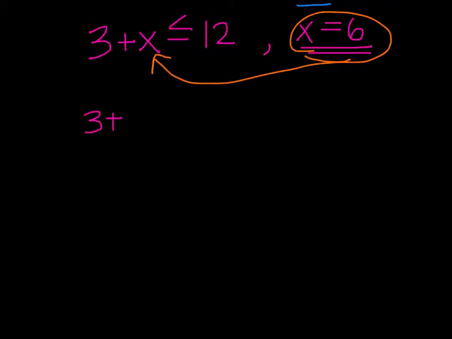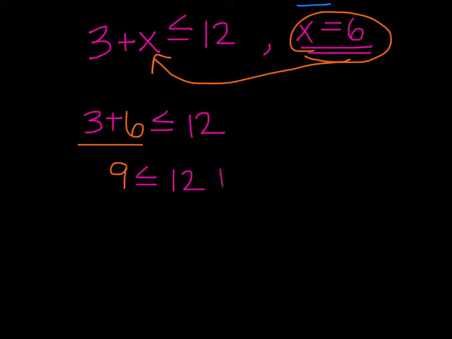So 3 plus 6 is less than or equal to 12. 3 plus 6, if we do that math, we get 9. Is 9 less than or equal to 12? Yes. I sure hope you know that. Yes, 9 is less than 12, and 9 is definitely less than or equal to 12. So there is one example. Let's try one more.